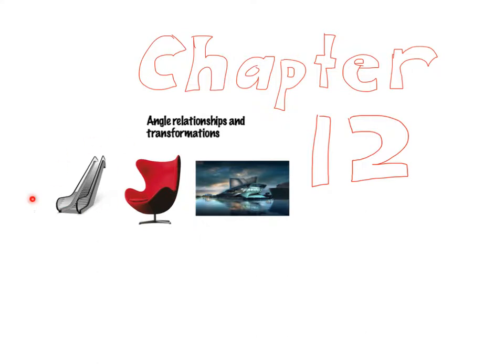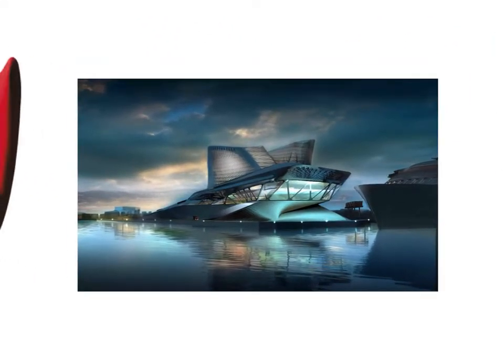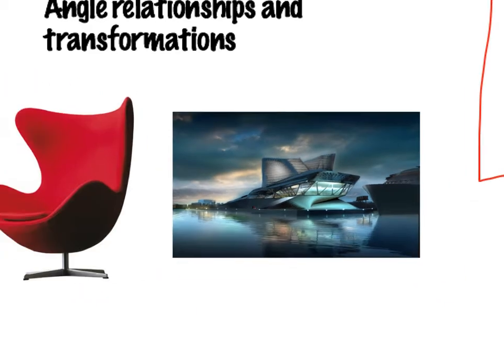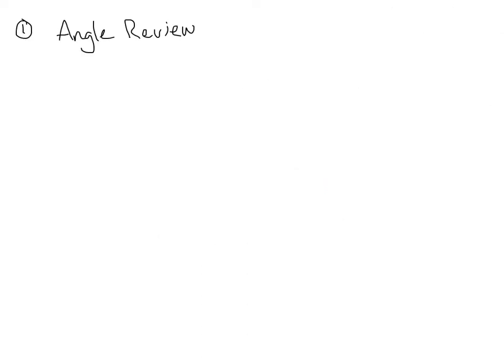So we're going to be able to talk about escalators, chairs, architecture, just to name a couple things, and how the geometry and some of the stuff we learn can be used in designing a building like that, or designing a chair, or designing an escalator, all right? All right, so the first thing let's talk about is just a little bit of angle review.